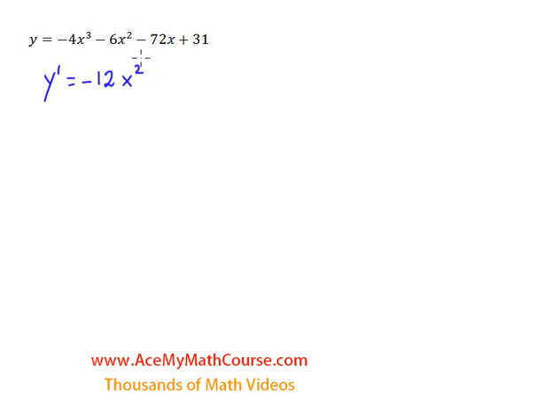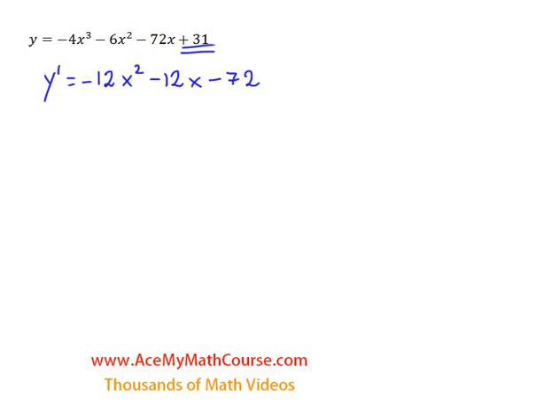Subtract 1 from the 3. Over here I have negative 6x squared, so I can bring down the 2, multiply by the 6, I get negative 12x. And then over here, negative 72x. That's just negative 72, right? Because there's just one x over here. And the derivative of 31 is just 0 because that's a constant.